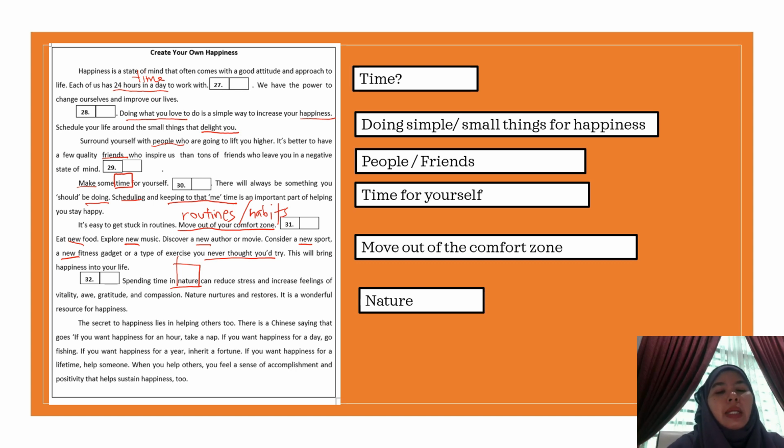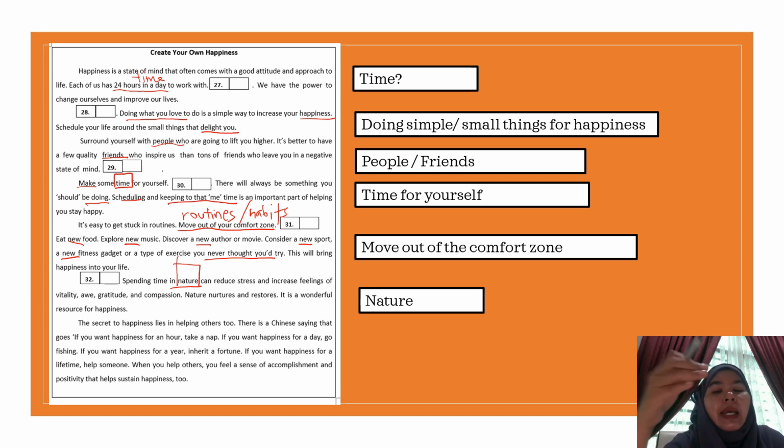The secret to happiness lies in helping others too. There is a Chinese saying that goes, if you want happiness for an hour, take a nap. If you want happiness for a day, go fishing. If you want happiness for a year, inherit a fortune. If you want happiness for a lifetime, help someone. When you help others, you feel a sense of accomplishment and positivity that helps sustain happiness too.